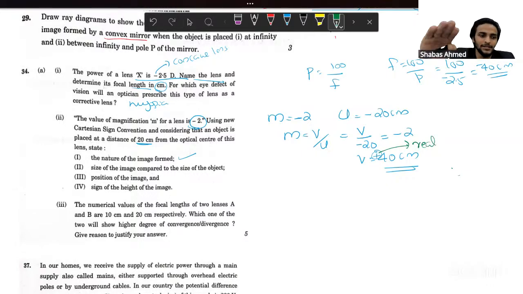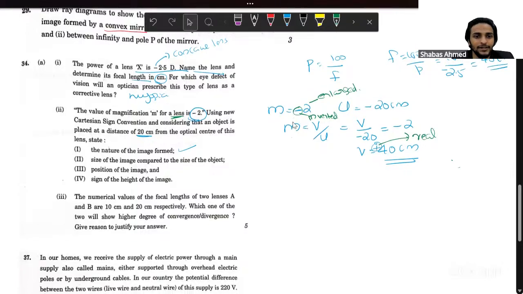I mean, the image is formed on the right side, and this is a real image. Okay, and the magnification is negative. Magnification is negative means the image is inverted, and the magnification value is greater than 1. It is 2 here, so it is enlarged. Okay, so it is real, inverted, and enlarged.